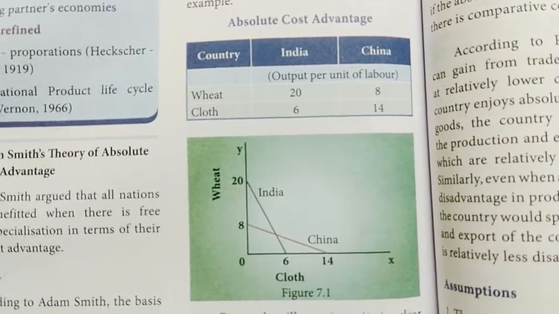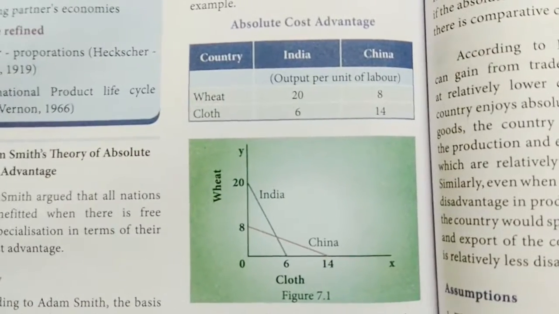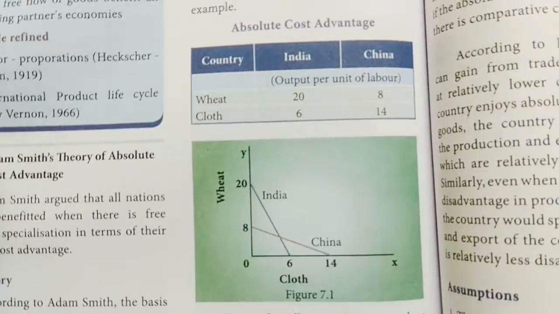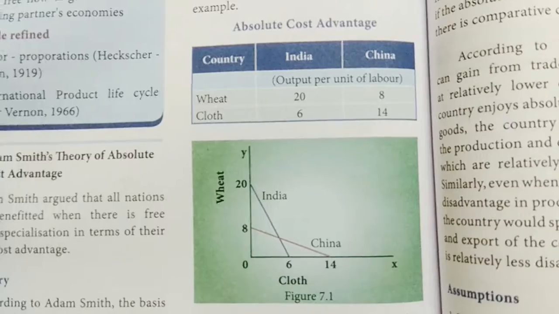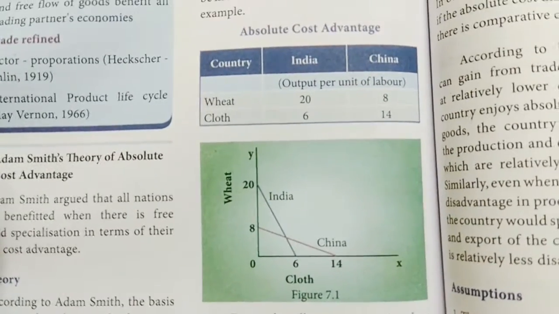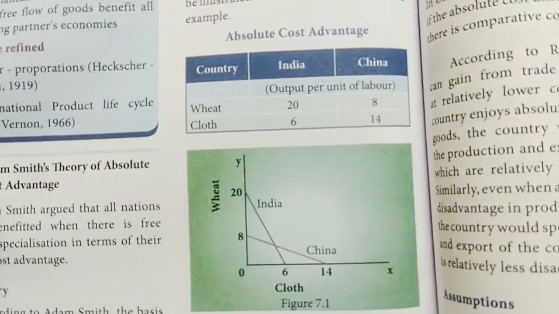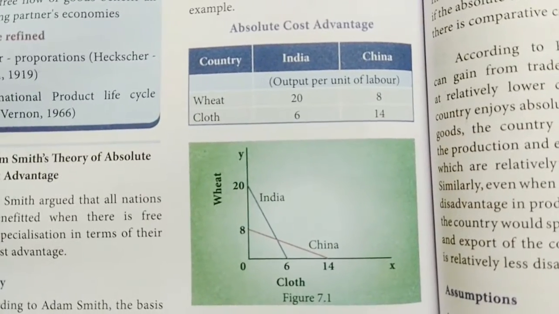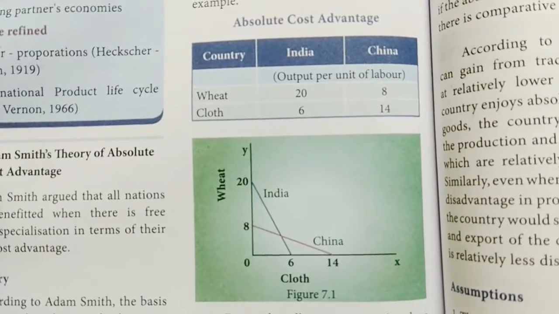From the illustration, it is clear that India has an absolute advantage in the production of wheat over China, and China has an absolute advantage in the production of cloth over India. Therefore, India should specialize in the production of wheat and import cloth from China. China should specialize in the production of cloth and import wheat from India. This kind of trade would be mutually beneficial to both India and China.